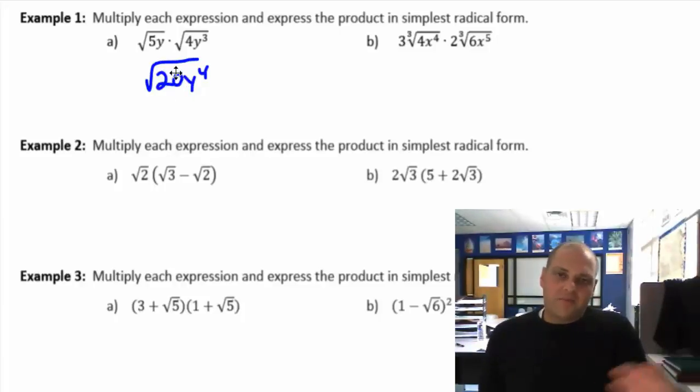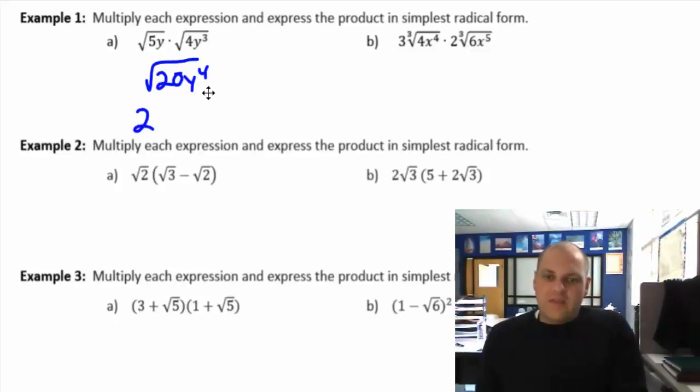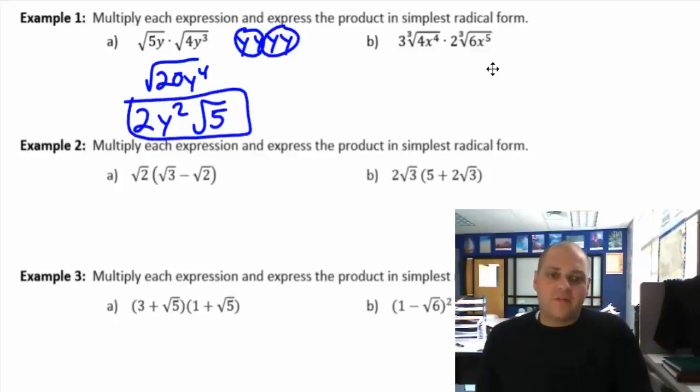20 is 4 times 5, and then radical 4 is 2, so that's a pair of 2's. So that comes out to be 2. And then y to the fourth, that's 2 pairs of y's, so that's y squared. And that leaves a leftover radical 5. So 2y squared radical 5 would be your final answer there.